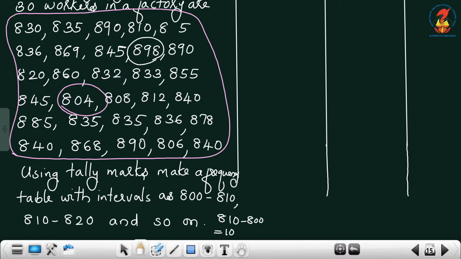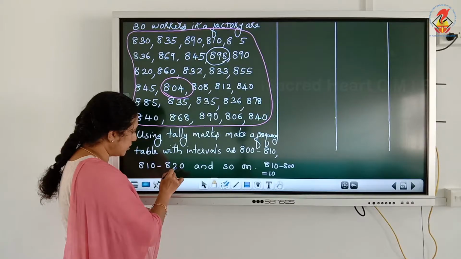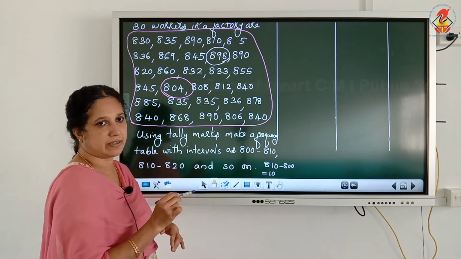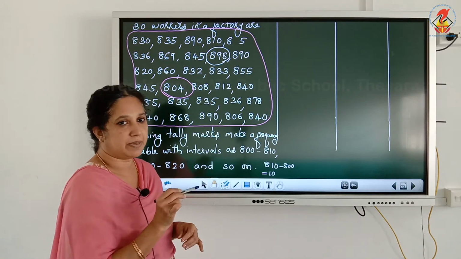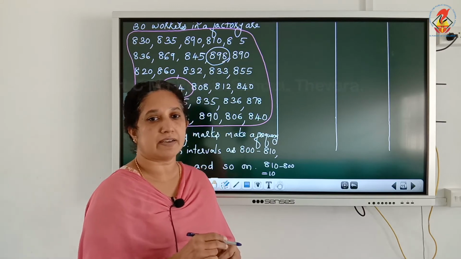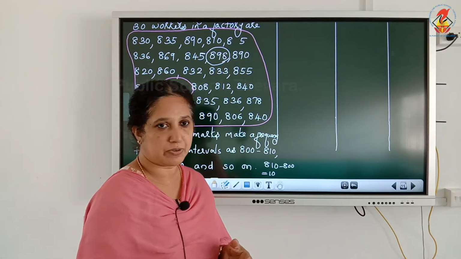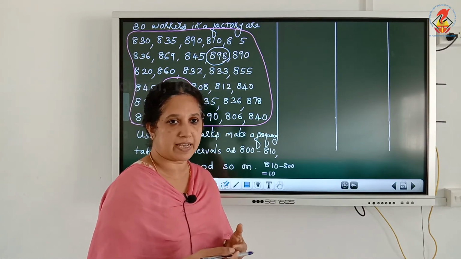Then again, when you come to the next class interval, 810 to 820, what is the difference between the upper class limit and the lower class limit? 820 minus 810. So, there also it is 10. So, what is the meaning of that? That means the size of the class interval is 10. So, you have to select the size of the class interval as 10.